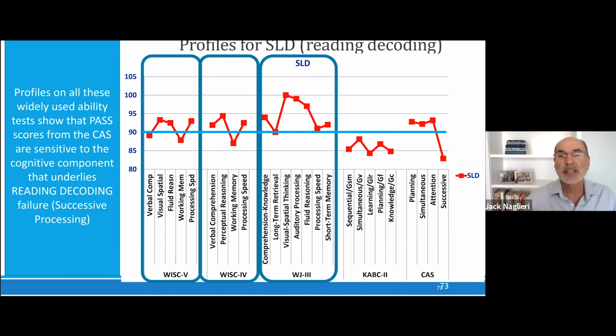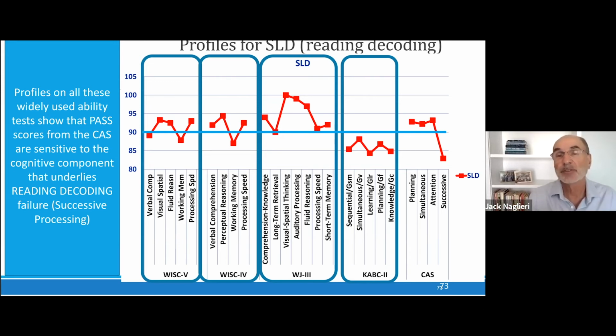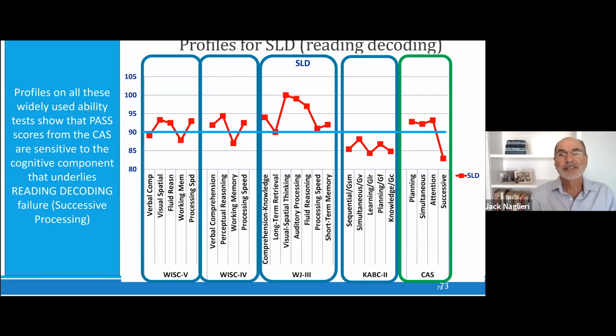What about the KABC? I was really disappointed in the KABC, honestly, because I worked on the first one and I hoped it would work, but it doesn't. And then what about the CAS? Wow, look at that. That's crazy. Kids with reading decoding failure really have temporal lobe problems, which is why they can't do our successive processing.